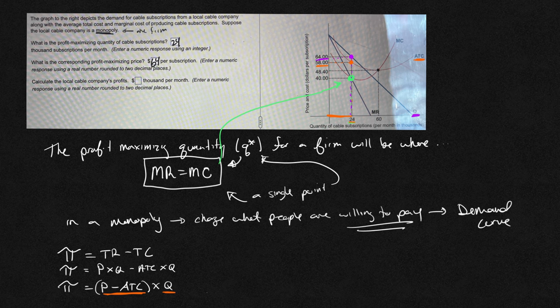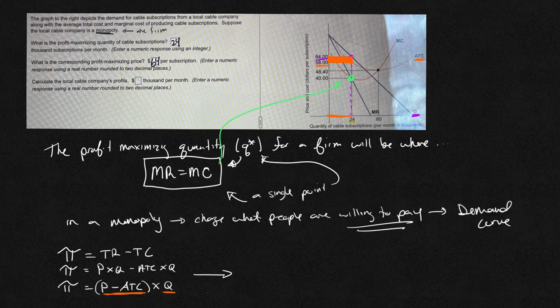So what I know is the difference between 64 and 58 is here. My quantity is that horizontal line. So this rectangle is going to be profit. And in fact, on a graph, that's always going to be the case. The profit will always be that rectangle, price minus average total cost times quantity, base times height.